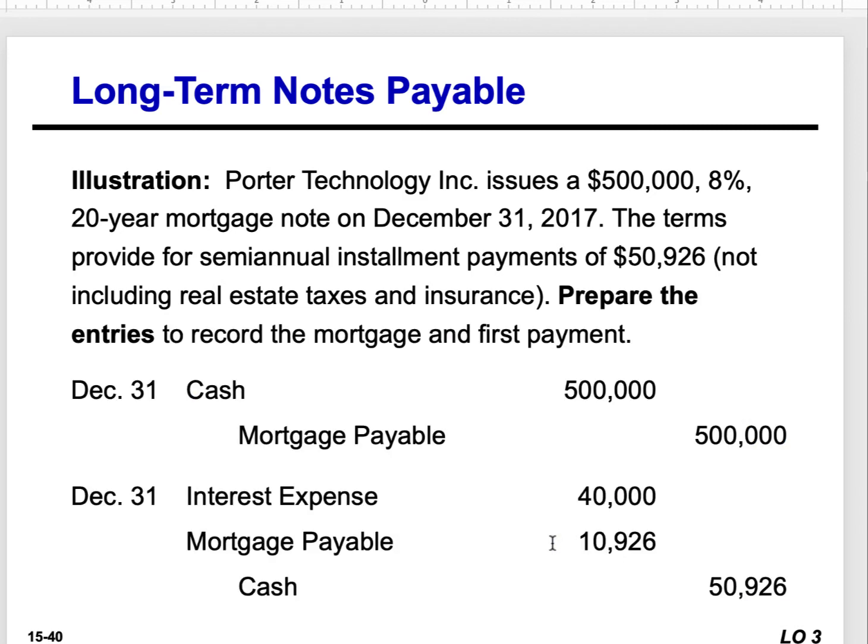So in the beginning, I said there's a mix up here. These are semi-annual installment payments. Notice the dollar amount.